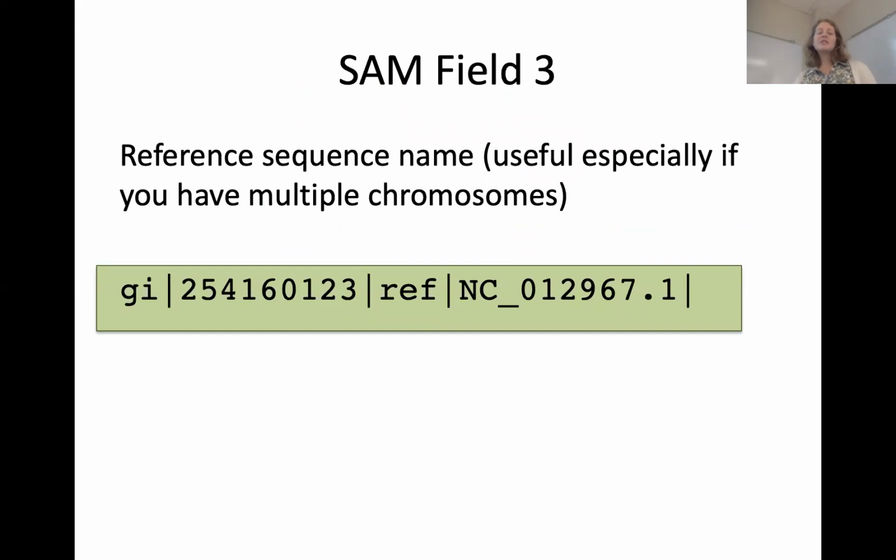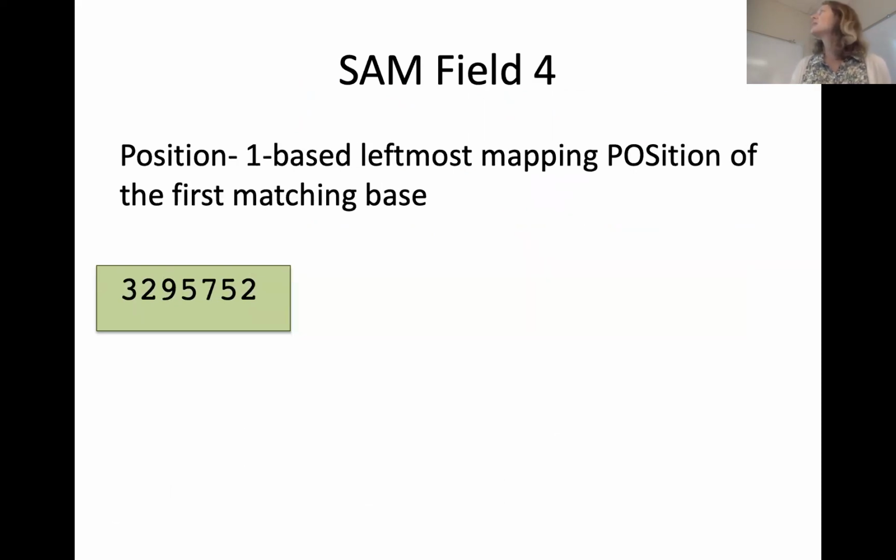Next, it gives you the reference name. This is the reference name, so this individual read sequence has been mapped to this reference, usually a chromosome. It gives you the position, the leftmost mapping position. In this case, it's mapped to 3,295,752 bases into your chromosome.